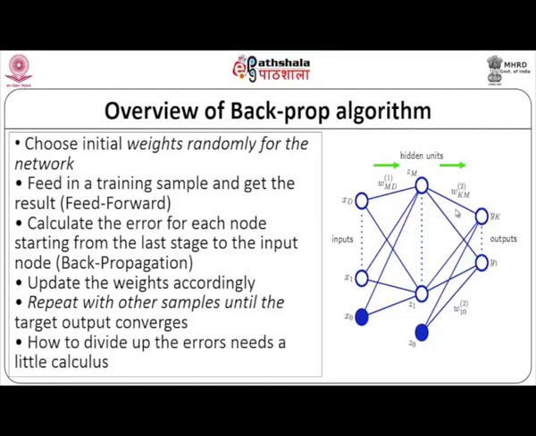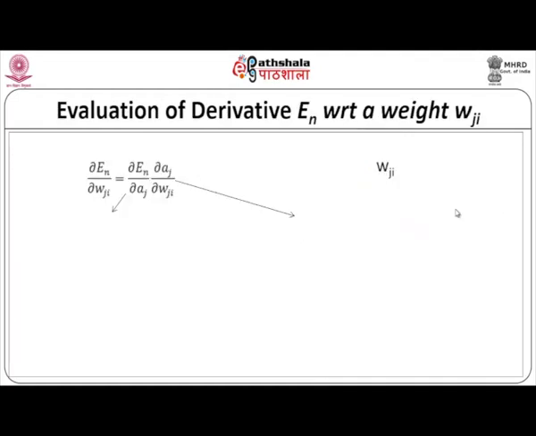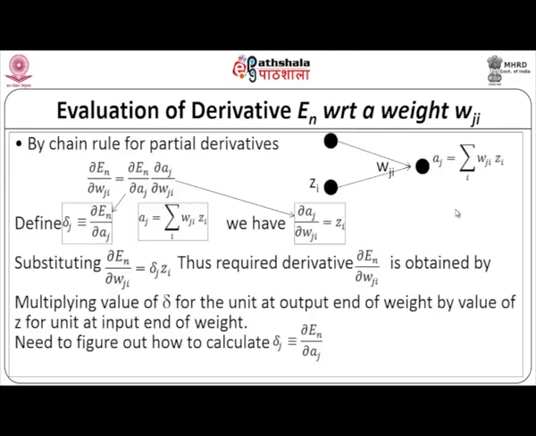How to divide up the errors needs a little calculus. Now, the evaluation of the derivative of En with respect to the weight Wji is done by a chain of partial derivatives. Here we have Zi, Wji, and this is the output. It defines delta j, and this is the activation function Aj. So, we have delta Aj by delta Wji equal to Zi. Substituting that value in, delta j times Zi, thus the derivative is obtained by multiplying the value of delta for the unit at the output end of the weight by the value of z for the unit at the input end of the weight.